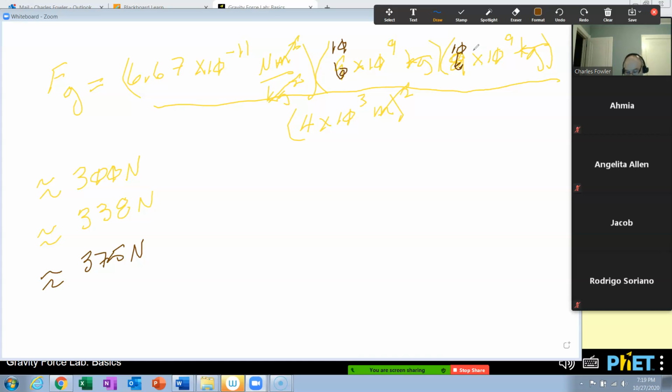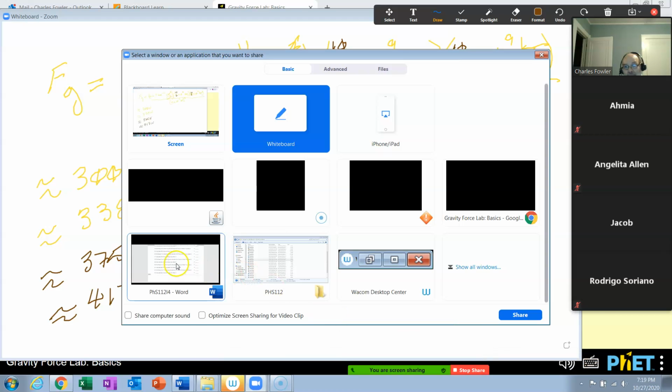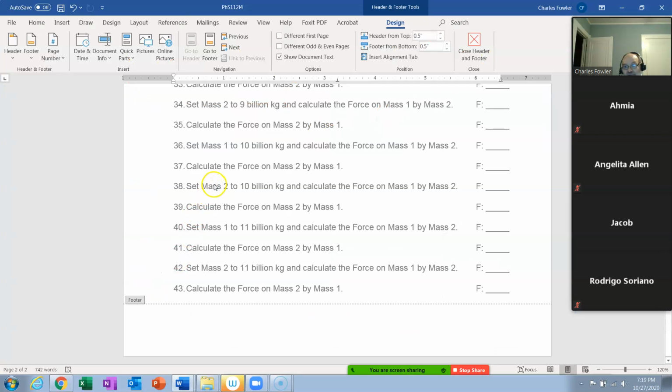What are you up to now? 417. Looks good to me. 417 newtons. That's with 10 and 10. So that is our number 38 and 39, 10 and 10.